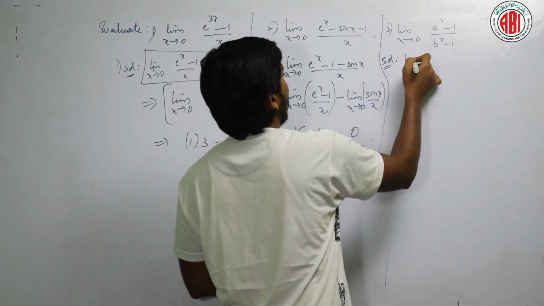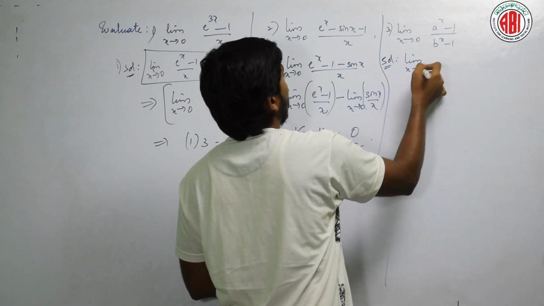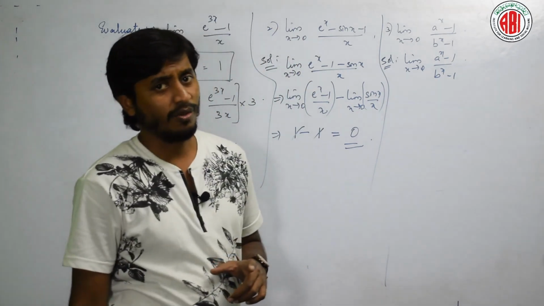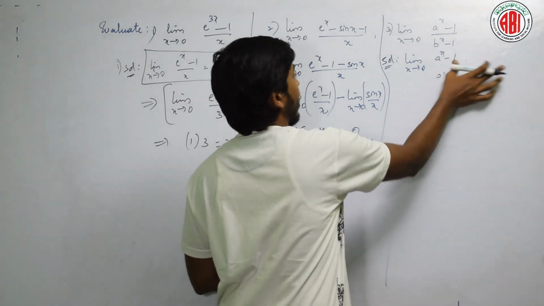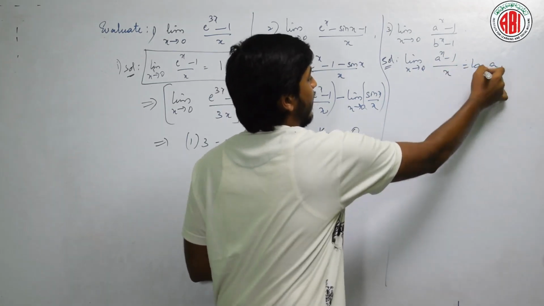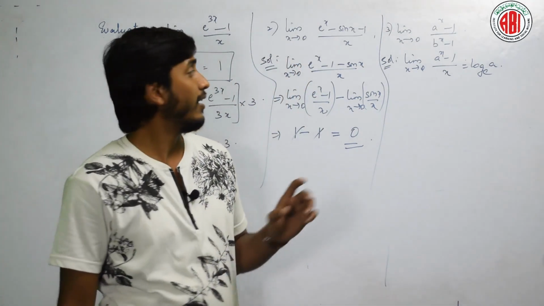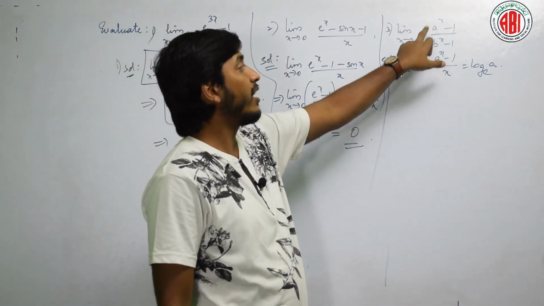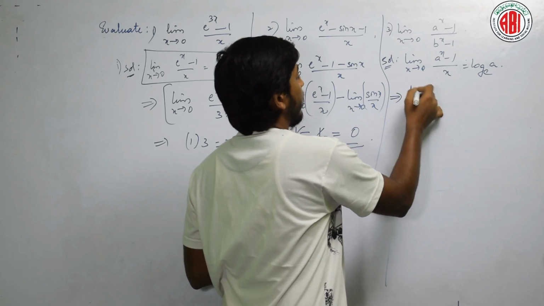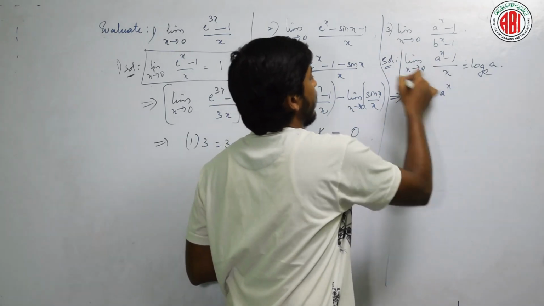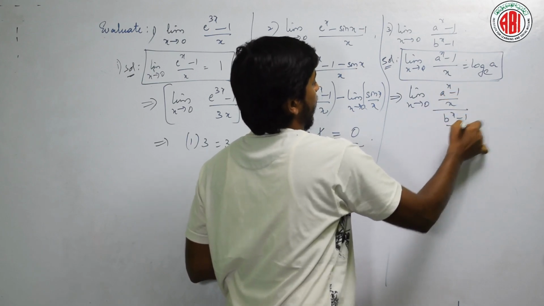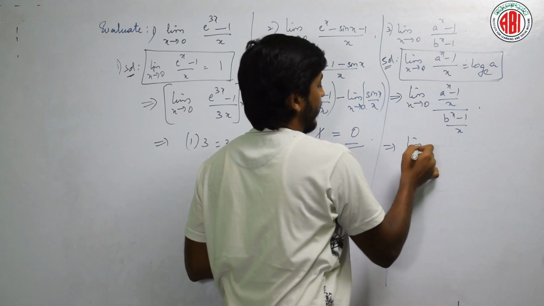Limit x tends to 0 (a power x minus 1) by (b power x minus 1). Do I have any formula based on this? Yes, we have the formula: (a power x minus 1) by x is log a to the base e. Which means I want x in both the numerator and denominator. That is, we have to divide by x in the numerator and denominator. Do not forget. Is it right?